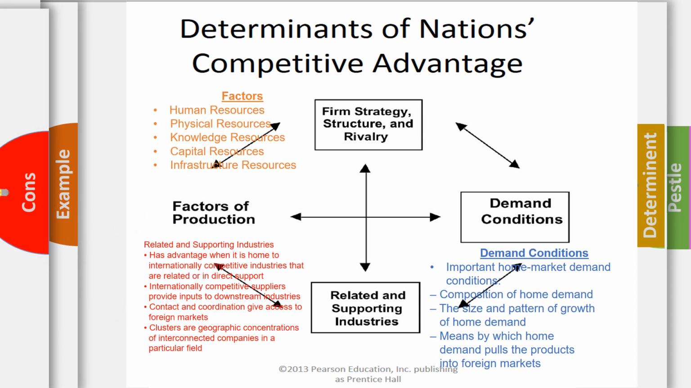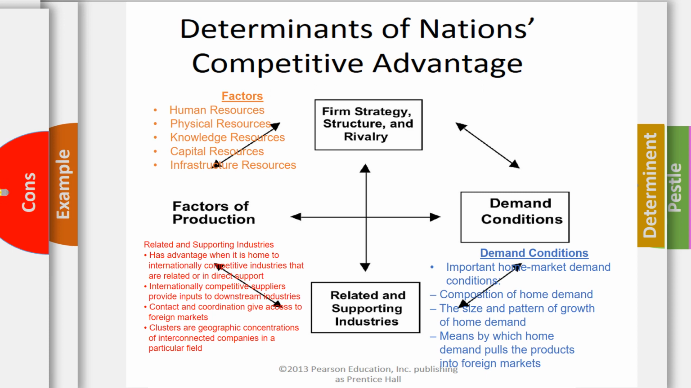The next determinant can be seen with related and supporting industries. When we look at this, we are saying a nation has an advantage when it is home to internationally competitive industries that are related or indirectly support it. And when you have the presence of internationally competitive suppliers, this can be helpful to the company using these suppliers. It gives them cost-effective access to inputs, early access to new products, and encourages sharing of information.